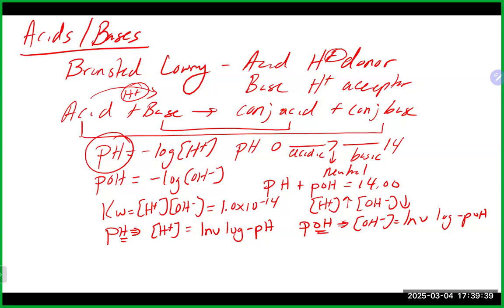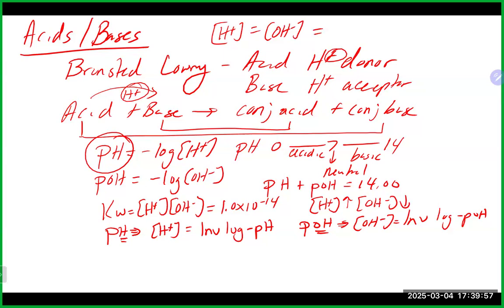7.4 was the peak for one of the examples. Yeah, it's considered basic. So it has to be exactly 7.4? Yeah. So technically speaking, the definition of neutral is when the H plus concentration equals the OH minus concentration.